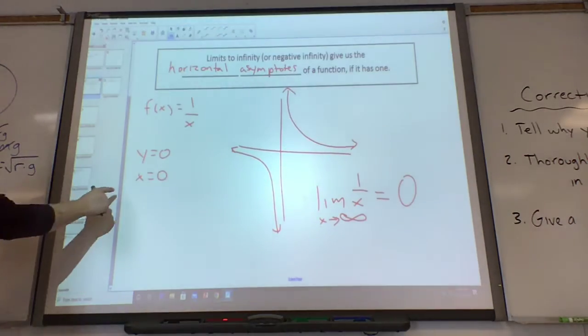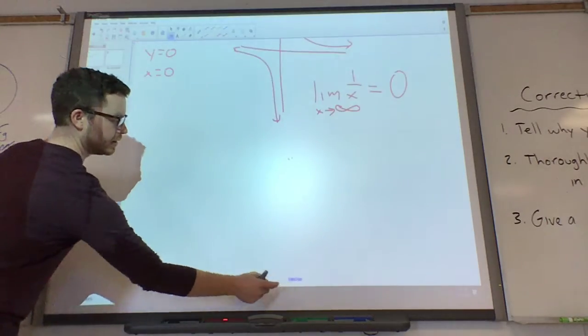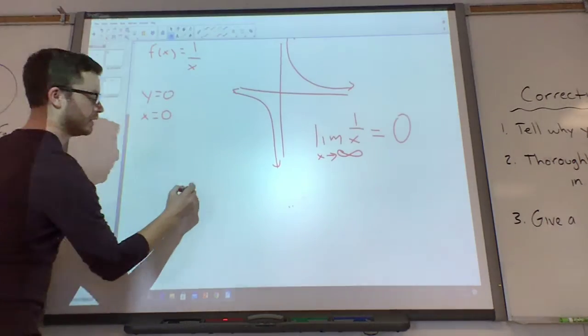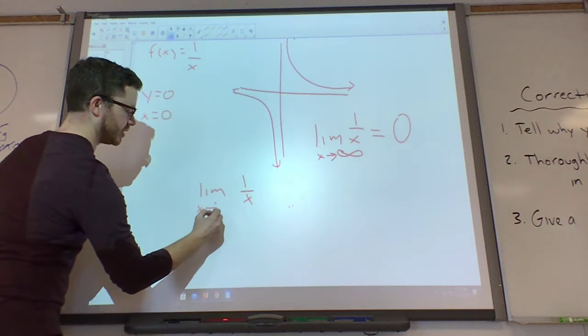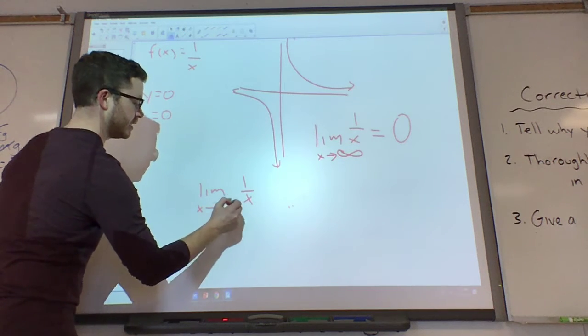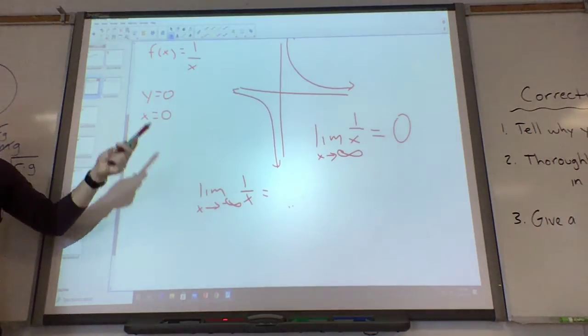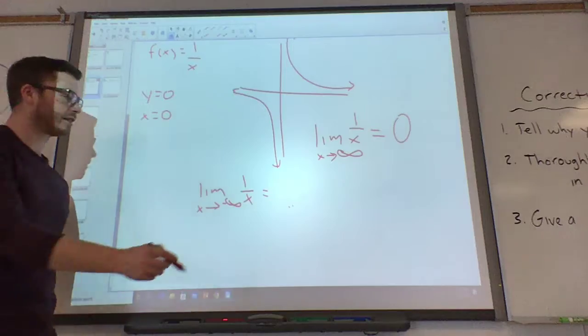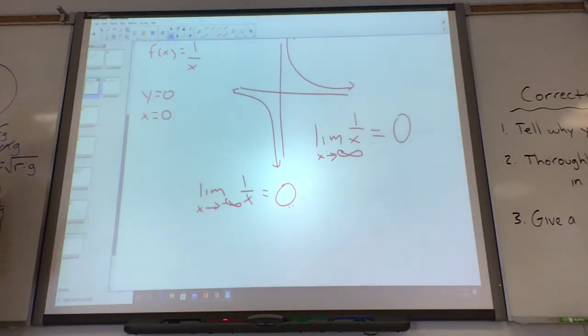And then if we approach that from the other side, so the limit of 1 over x as x approaches negative infinity, as we go this way, we're still approaching 0, right? Still approaching 0. Good. All good? Great.